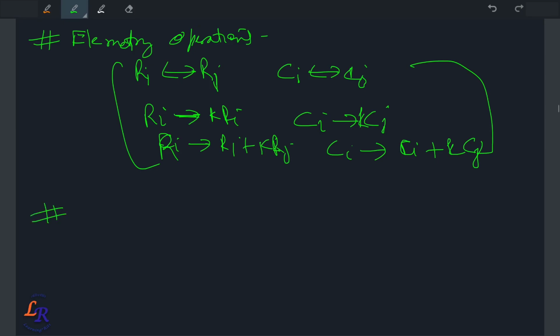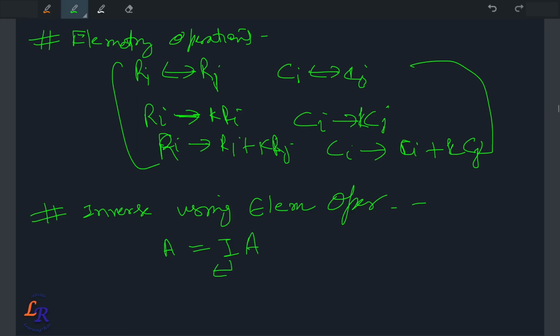And to find the inverse using elementary operations, how had we done it? Let's say you want to apply a row operation. We have seen that a row operation will be applied to the left of the product, or if you are applying a column operation, then you start on the other side. So if you want to find the inverse and apply a row operation, then you write A equal to I A for the row operation.